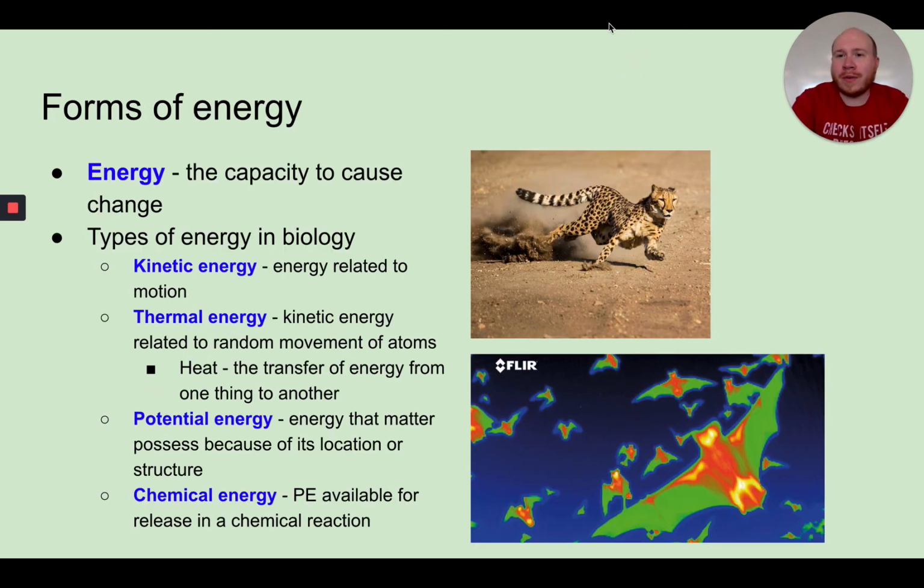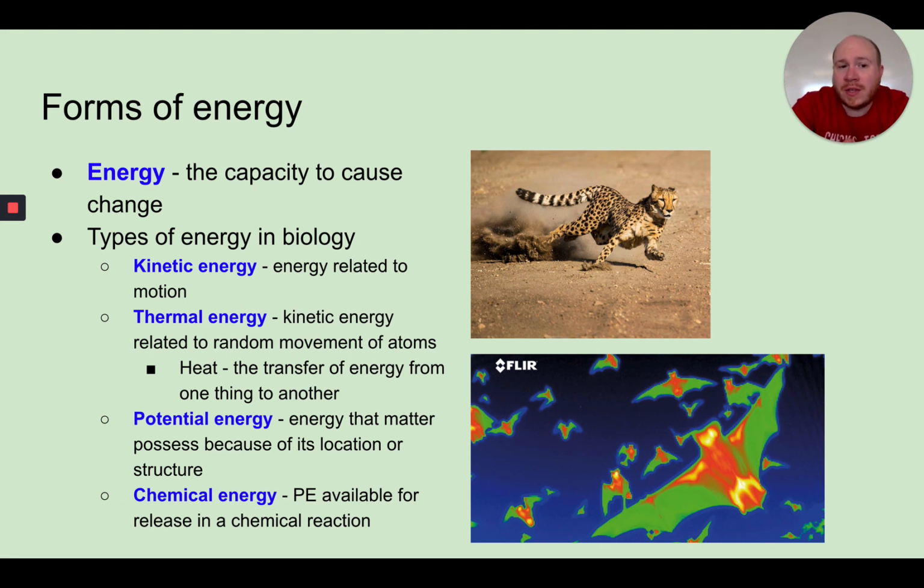So before we even get started on the actual metabolism stuff, let's talk a little bit about energy. Energy is the capacity to cause change in science. So there are a couple of different types of energy we look at in biology. There's kinetic energy, which is energy related to motion. Thermal energy, which is kinetic energy related to random movement of atoms, where we come up with the word heat, the transfer of energy from one thing to another. So thermal energy is just kinetic energy on an atomic level.